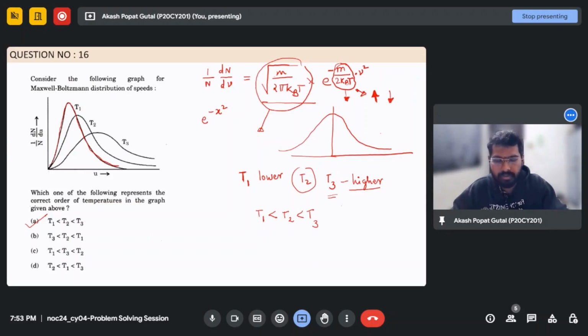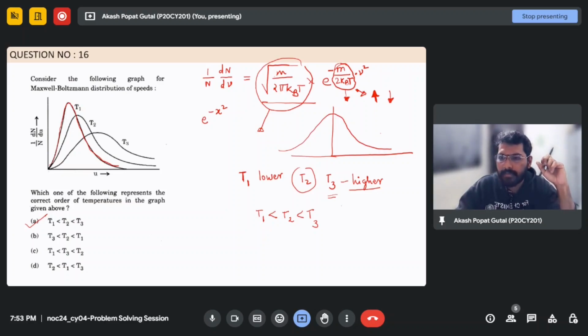Sir, I have a question. Suppose I do not know the formula. Just by looking at the graph, can we say that 1 by n dn by dv implies that the number of particles is going on decreasing?